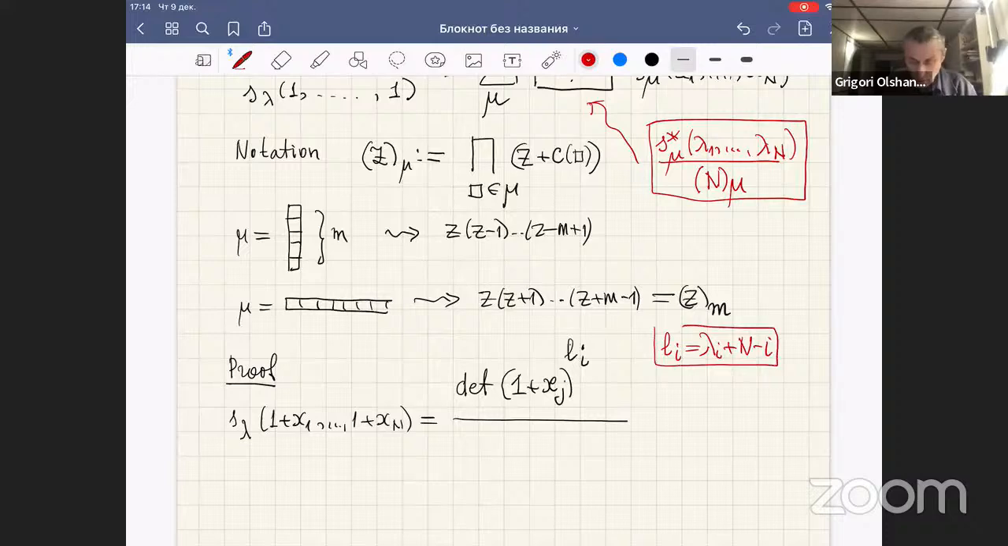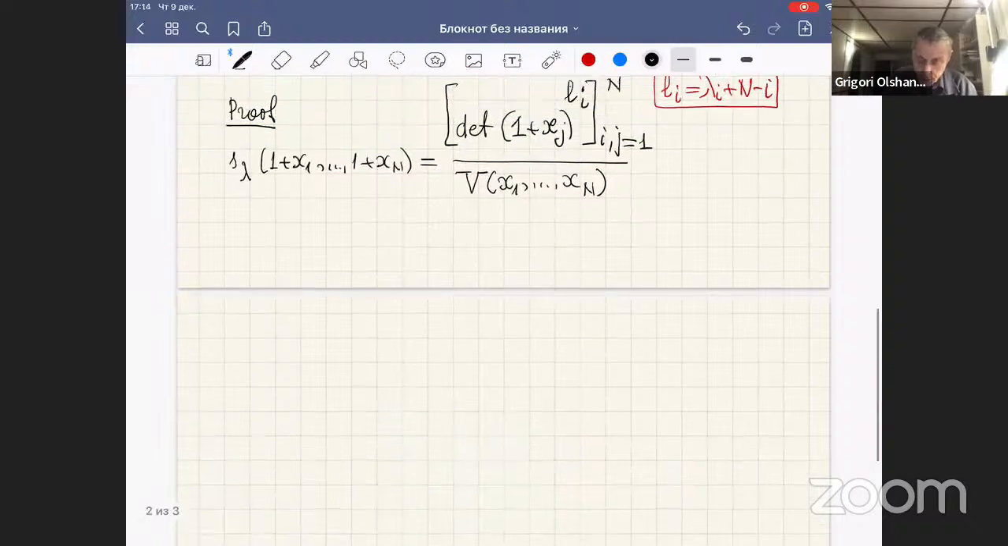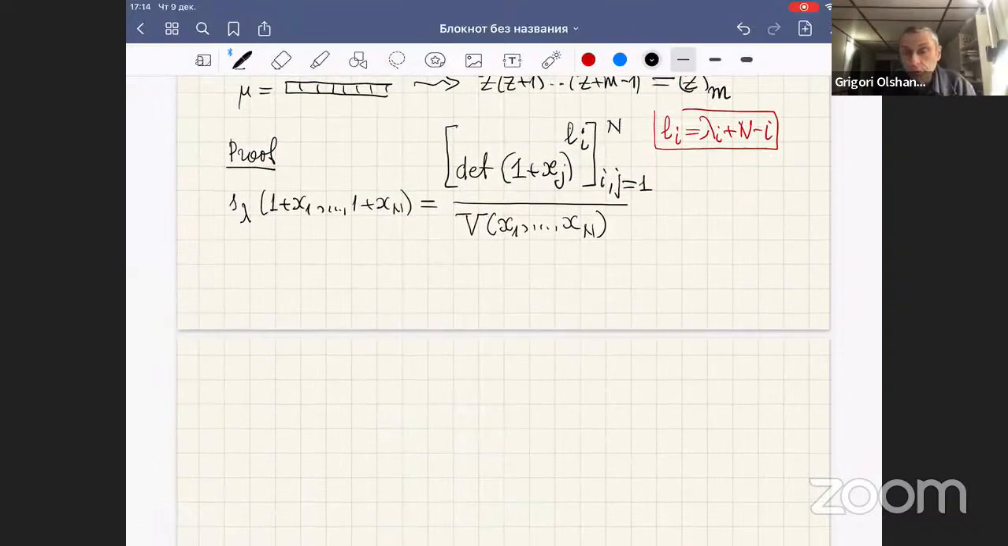Okay. And the determinant of order n. And next we have to divide by the Vandermonde in these shifted coordinates. But the shift does not affect the Vandermonde. This is obvious, but this is important. So we get the usual Vandermonde. Okay. This is the first step. Next, let's apply the Newton formula.